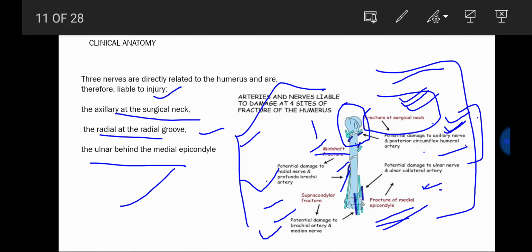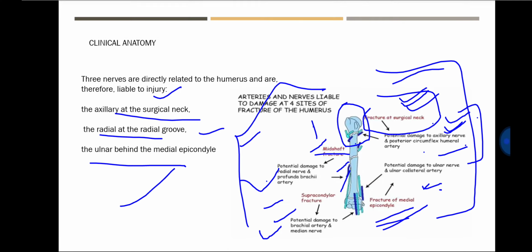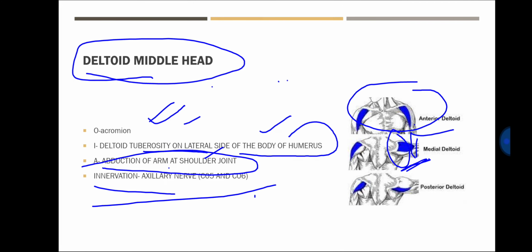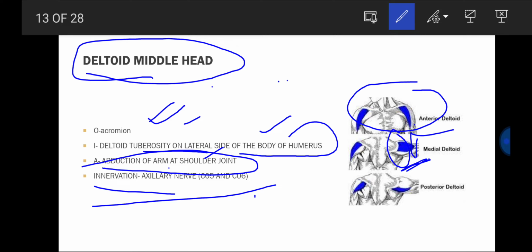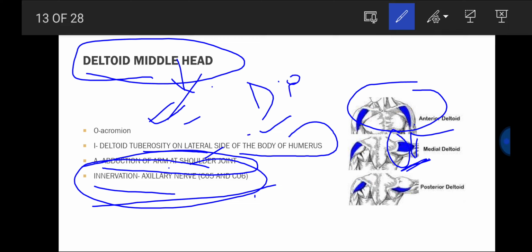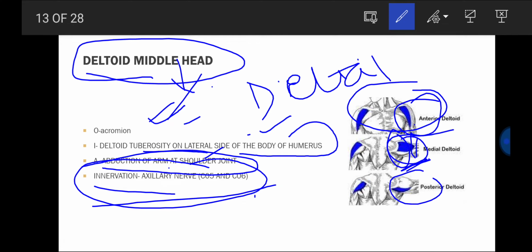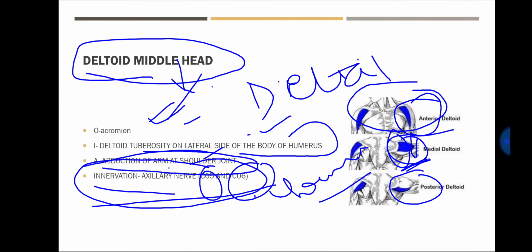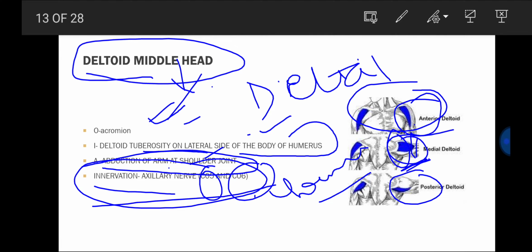So if there is a fracture of the surgical neck, which we read in previous slides, then the axillary nerve is affected, and the blood supply to the deltoid muscle, all three parts. So deltoid muscle work is also hampered. C5, C6. So this is the relation between your clinical anatomy and your theoretical anatomy.